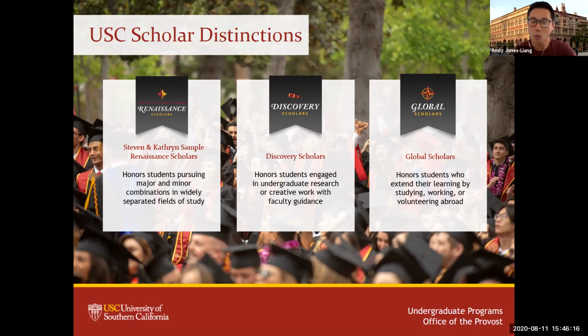So if you submit original work, original research that you've done during your time here at USC, as part of your Discovery Scholars application, you could be honored with that distinction and then also potentially with a prize as well. For global, again, this is for folks who are studying abroad. Not sure if we'll be able to do that, but if you happen to be able to squeeze in, let's say, a short-term study abroad program, you could do a capstone project in your senior year based on that time abroad, and that could also funnel into earning a global scholar distinction.